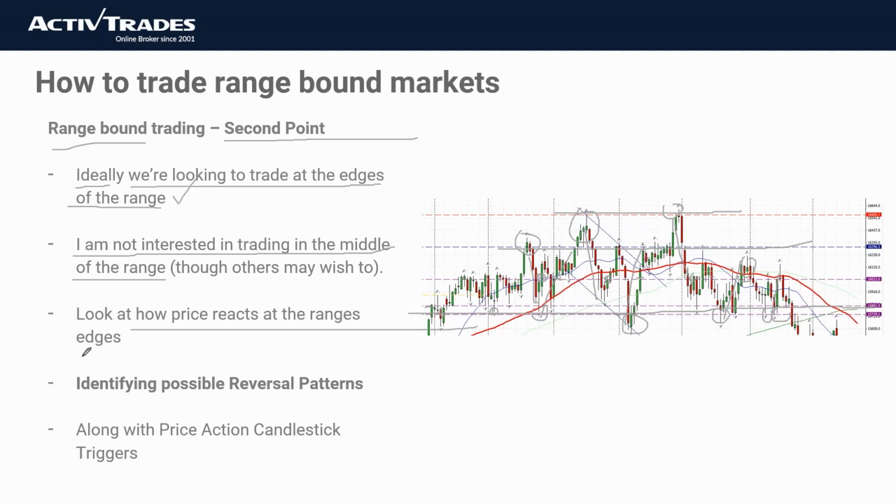How does price react at the range's edges? That's what I'm interested in, and if I go deeper, I'm looking to identify possible reversal patterns along with some price action candlestick triggers. So let's have a chat about reversal patterns and price action candlesticks before we go into looking at how we view them at the edges of range bound markets.